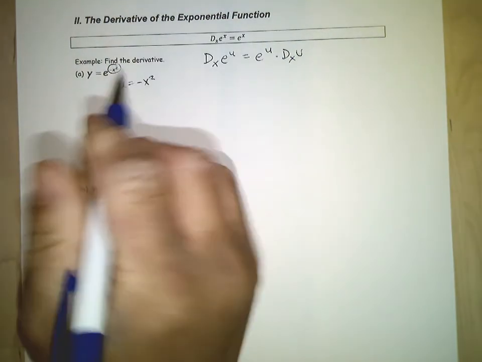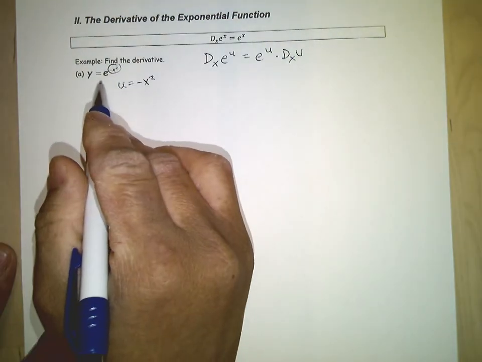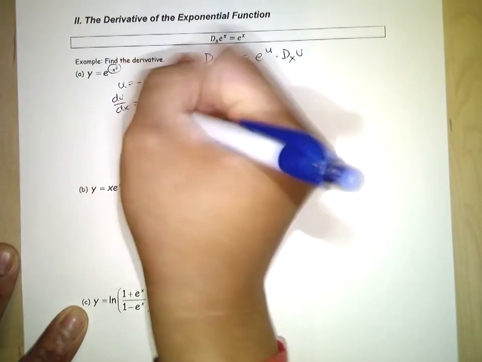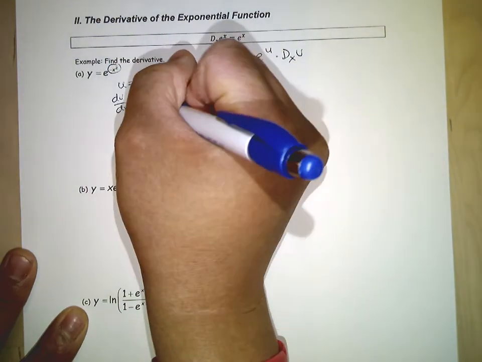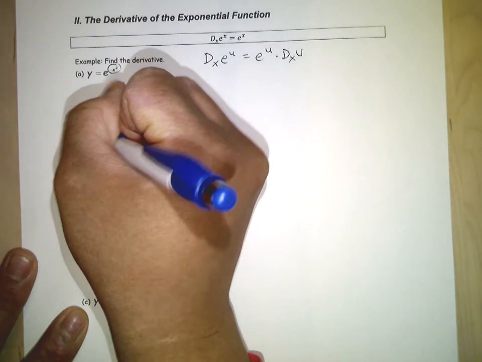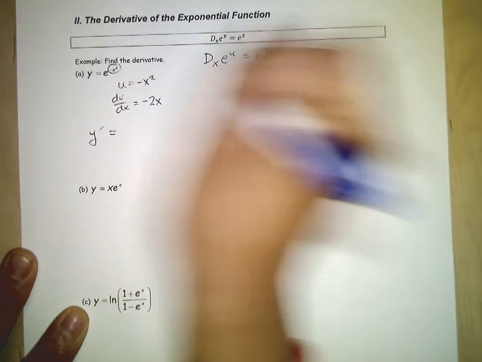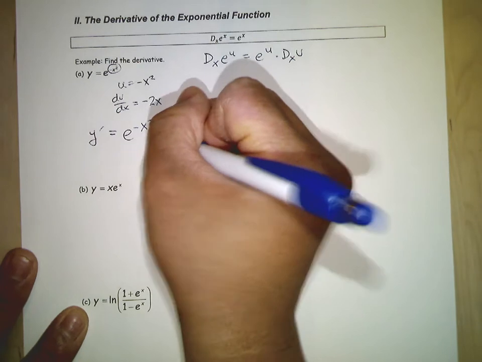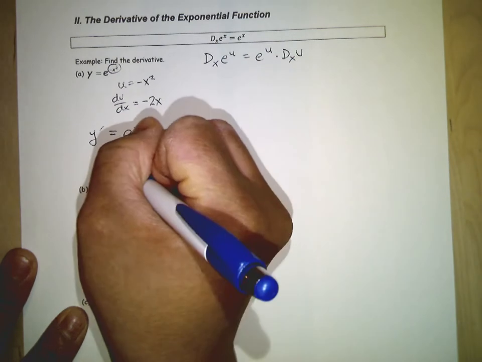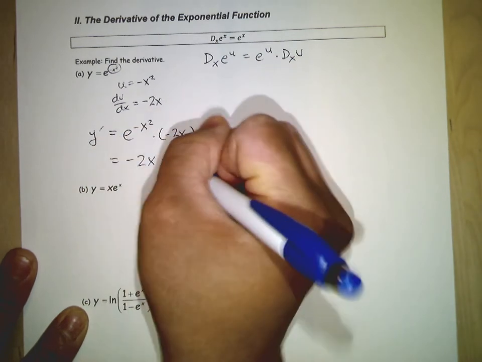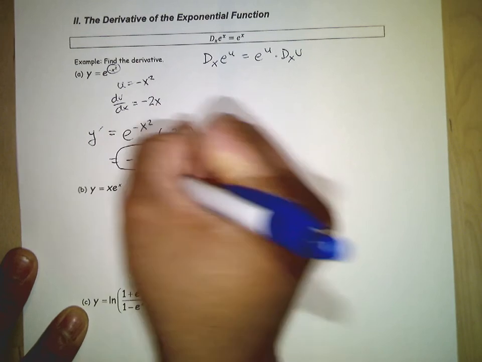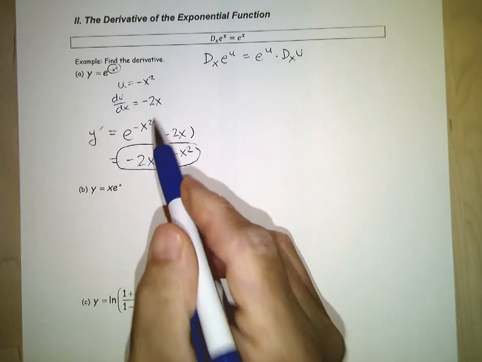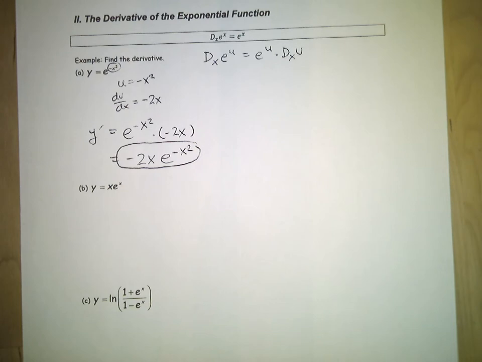So if we want to find the derivative of y equals e to the negative x squared, the u is the exponent, and then du dx would be, in this particular case, negative 2x. So y prime is e to the u, so e to the negative x squared times du dx, which is negative 2x, and I'll rewrite it as negative 2x e to the negative x squared just to make sure I don't accidentally put this negative 2x into the exponent when I don't mean to.